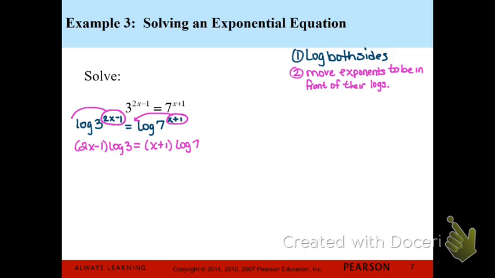Alright, so now I want to solve for x, but right now I've got 2x minus 1 times log 3 and x plus 1 times log 7. They're always going to be multiplied like that. So let's divide our logs. Take one of your logs and move it to the other side using division. So my step 3 will be to divide the logs.